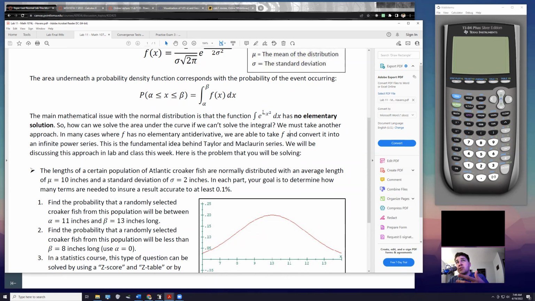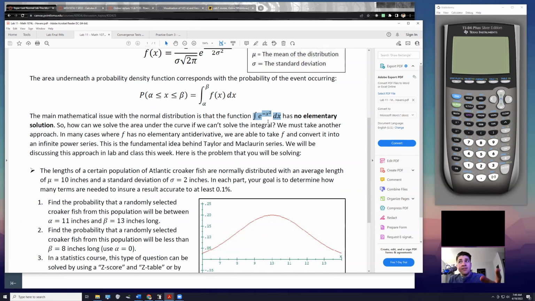You can try to use u substitution. It won't work. You can try to do various other techniques to solve this integral. Those will not work. Basically, you cannot, the answer is not like e to the minus x cubed or something. There is no algebraic answer to this integral. So how do we do it? That's kind of where I left it off back in chapter 7.